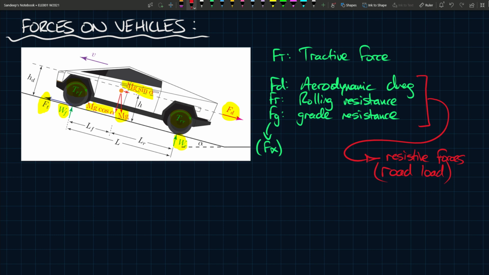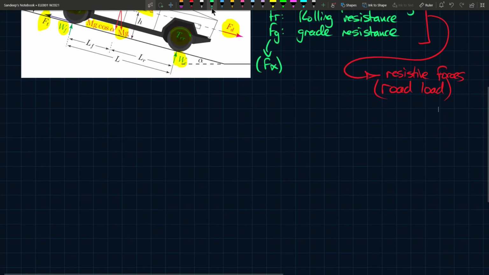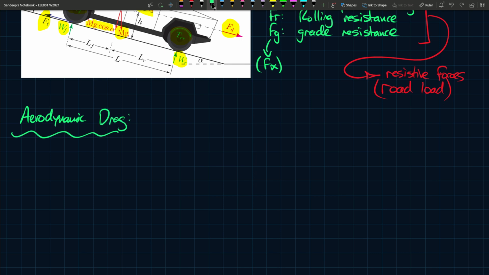And so we're going to spend some time now to look at how we can model these three forces reasonably accurately, so that we can have some decent understanding of the way they operate. So let's start with the aerodynamic drag. The aerodynamic drag, as you may already know, or may have guessed based on the name, has to do with the aerodynamic properties of the vehicle.